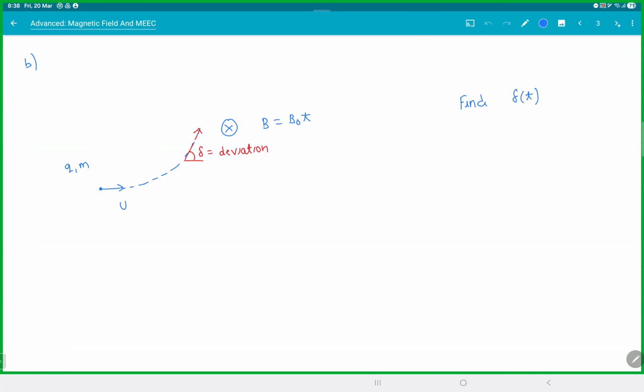So how do we do it? So we know the radius is mv by qB. So v by r is qB by m. Actually, you can get omega directly. So this is your omega, which is nothing but d theta by dt, which is qB naught t by m. Integrating on both sides, we'll get theta is equal to qB naught by 2m t square. Easy.